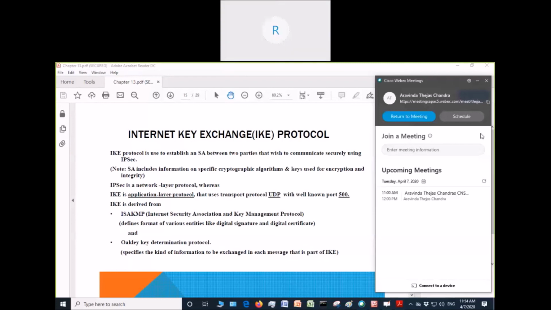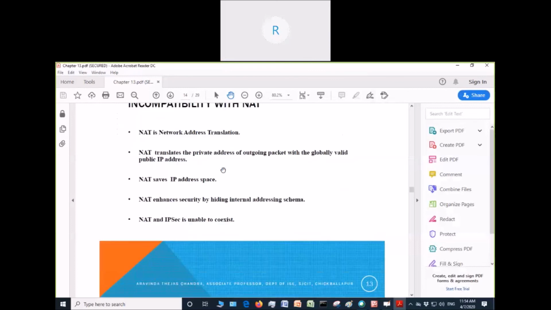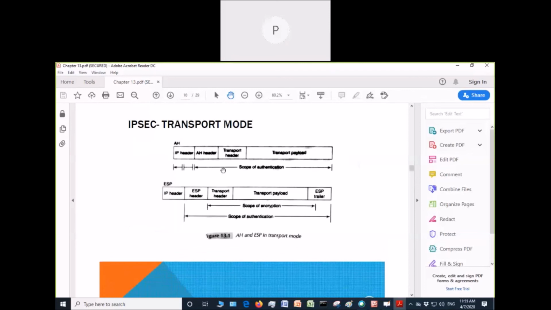The transport mode provides protection only for the TCP header and payload. Why doesn't it provide protection for the IP header, sir? Just a minute. So you are asking why transport mode provides protection only for TCP and payload, and why it doesn't provide protection for the IP header. See, that is a matter of necessity. We are providing flexibility to the user.